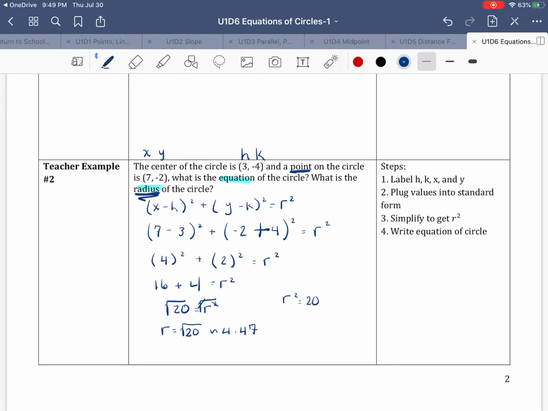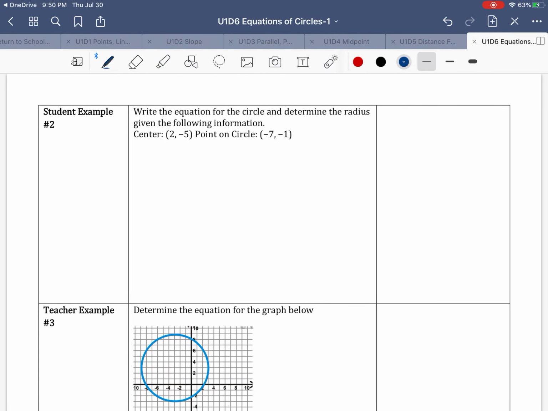But we also are asked about the equation. So we're going to go back to our initial equation, leave X and Y, plug in H and K, as well as our R value. So we have (X minus 3) squared plus (Y plus 4) squared equals, and we're looking for R squared. And look, we'd already solved for R squared previously. That's why I said this is going to be useful later on. So we can put 20 right there. And so that's our other answer. This is our radius, and that's our equation. Take a second and try your student example number 2.